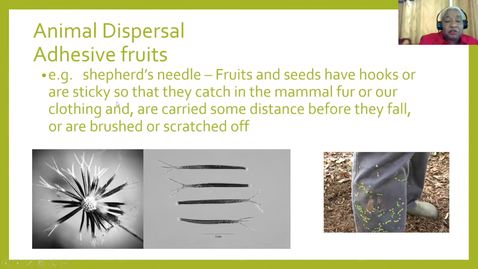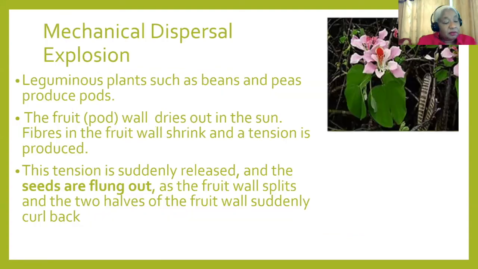The first drawing shows a shepherd's needle, and this is it at a ball. The second drawing shows individual seeds of the shepherd's needle, and the third one shows a different type of seed altogether. So they have hooks, or they are sticky, and so they can catch onto mammal fur or our clothing, and they're carried away some distance before they fall, or they're brushed off, or they're scratched off.